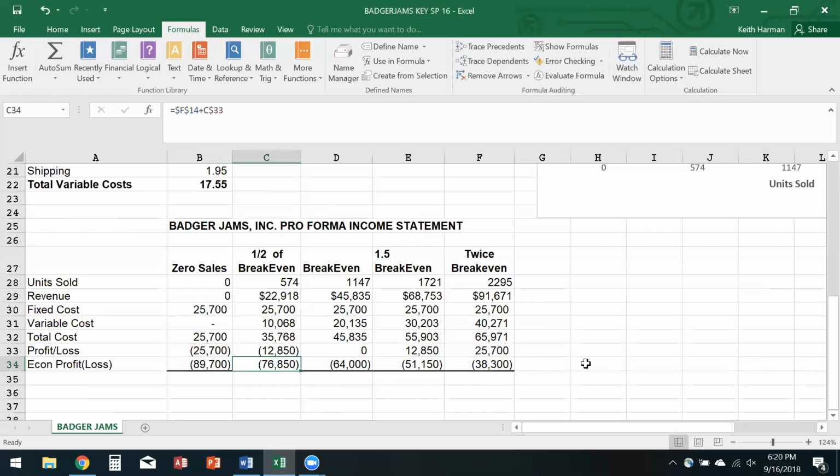Now, let's say we do half as well as we thought we would. If we take into account the fact that we're living off of our savings, we've still got a little bit of a loss here. It's about half of what it was with no sales. And I'm still 76 grand in the hole.